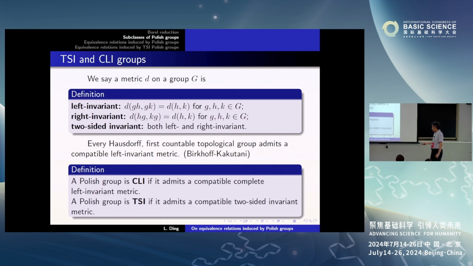And TSI means that there is a compatible two-side invariant metric on G. Here we didn't say complete, because for a Polish group, all two-side invariant metrics are complete. Okay.